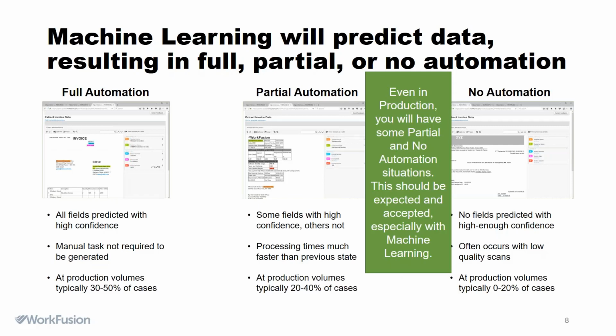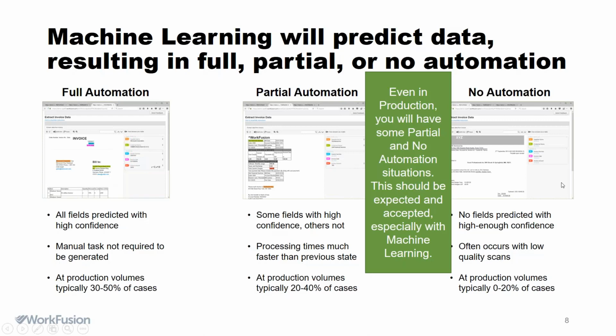So with machine learning and you're predicting data, usually you have that full, partial, and no automation situation that we had talked about in the demo yesterday. So if it finds all the fields with high confidence, all the data points get identified, and you maybe don't even generate that manual task. But if it finds some of the fields but didn't find all of them, you have a partial automation situation. You still need to generate the task. There's just less work for people to do.